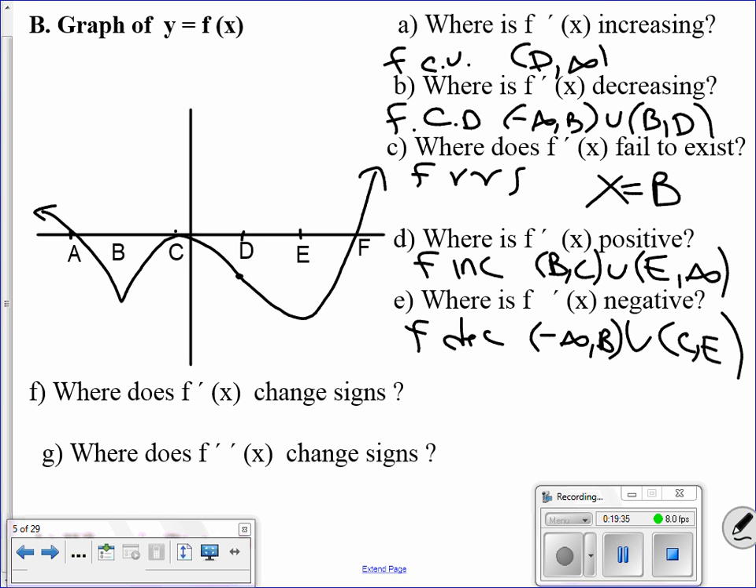The first derivative changes sign when f, Audrey, yeah. Correct. The first derivative changes sign when the function f has a max or a min. Max or min. And where would that be? B, C, and E. So x equals B, x equals C, and x equals E.